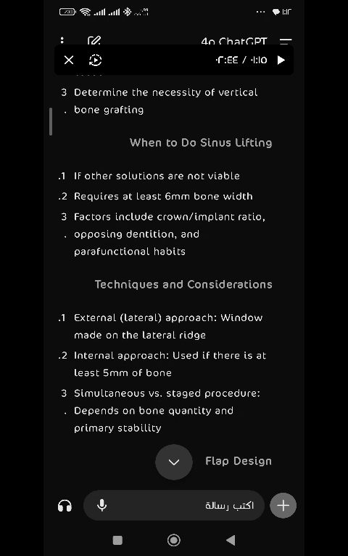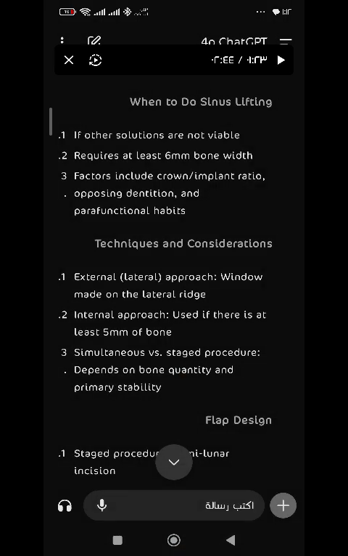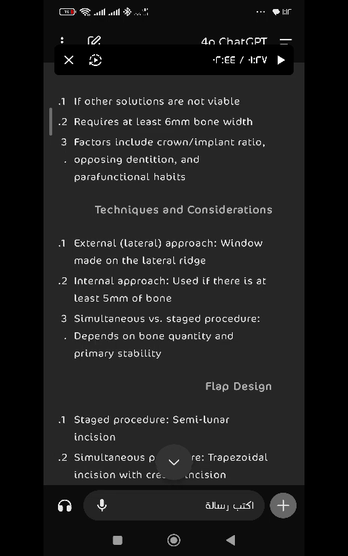When to do sinus lifting. 1. If other solutions are not viable. 2. It requires at least 6 millimeters of bone width. 3. Factors include crown implant ratio, opposing dentition, and parafunctional habits.